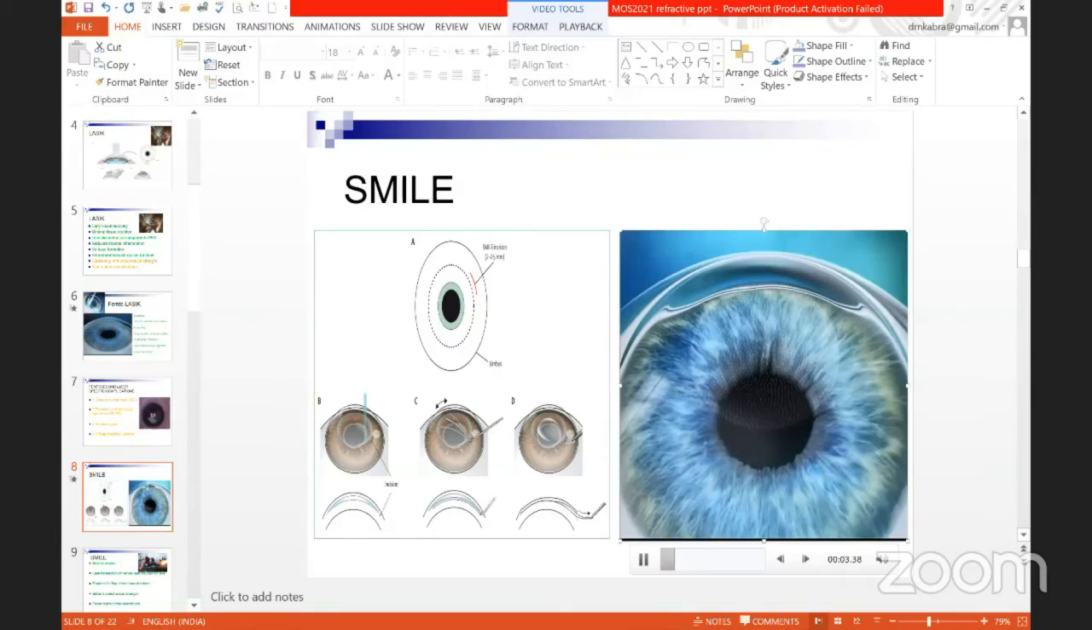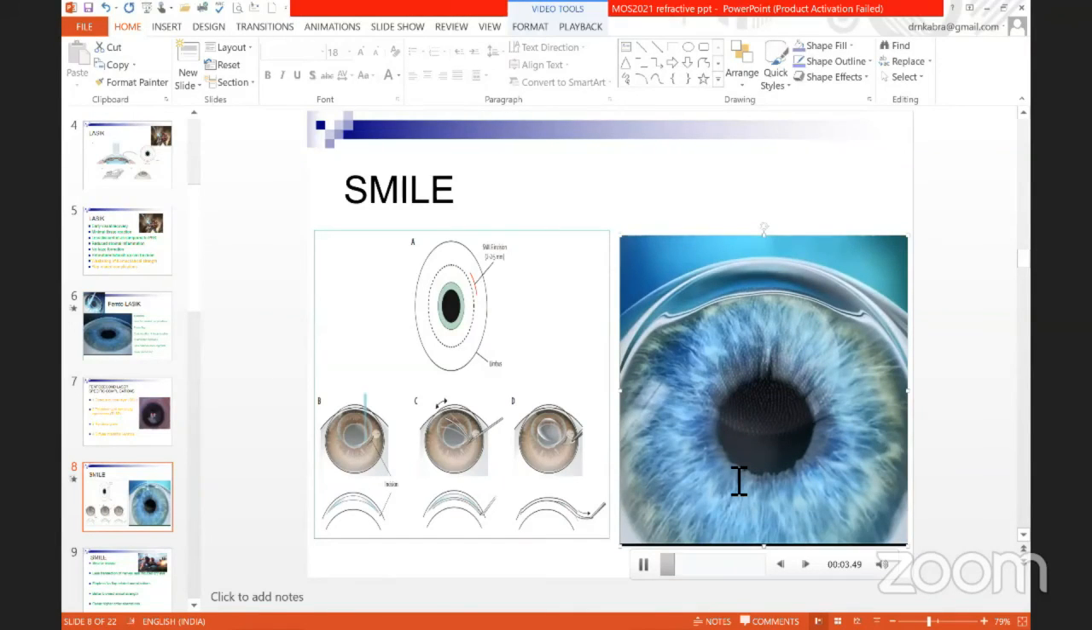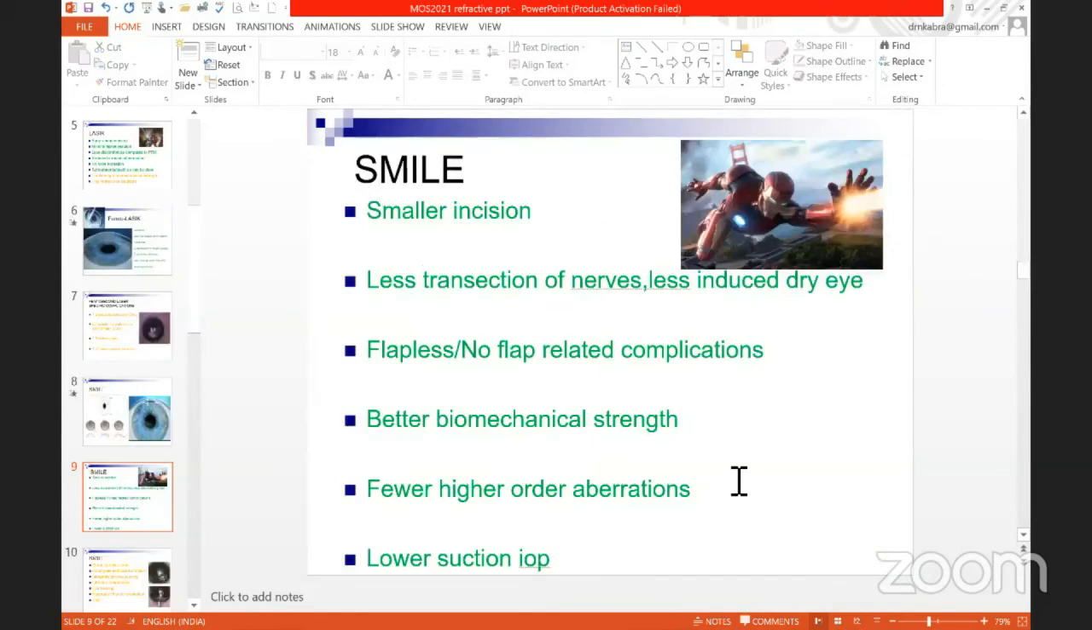So this is our Iron Man indeed, because our biomechanical strength is retained better than LASIK and femtoLASIK. So it has advantages of smaller incision, we have already discussed, less transection of nerve, so less induced dry eye. Flapless, so no flap related complications obviously, and we have already discussed. The foremost is better biomechanical strength. As far as higher order aberrations are concerned, there is some controversy also. With high myopia treated with SMILE, vertical coma can be induced.